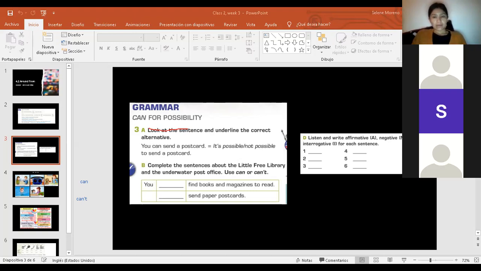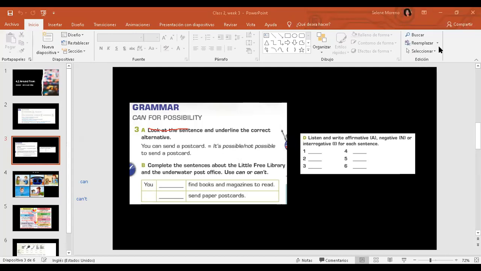1. You can't borrow DVDs. 2. You can watch short movies there. 3. Can you buy medicine here? 4. You can't swim there.